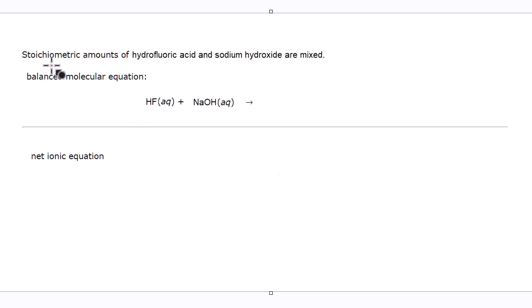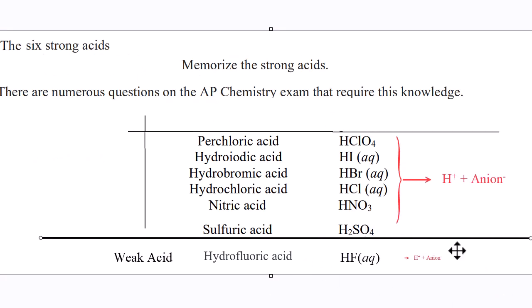We've got a reaction where we have stoichiometric amounts of hydrofluoric acid and sodium hydroxide being mixed. You're pretty well acquainted with sodium hydroxide as being a strong base. Hydrofluoric acid, though, is a little bit different. Hydrofluoric acid is not one of the strong acids. Here you can see the list of the 6 strong acids that you should know in AP, and hydrofluoric acid is considered a weak acid.